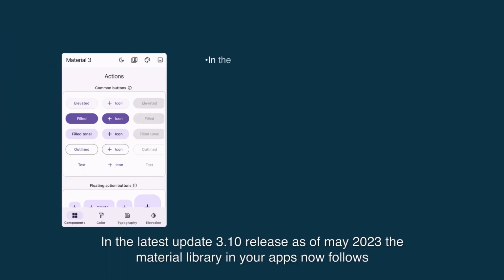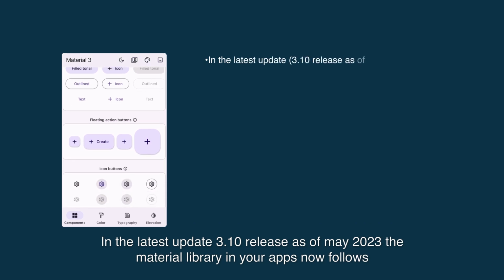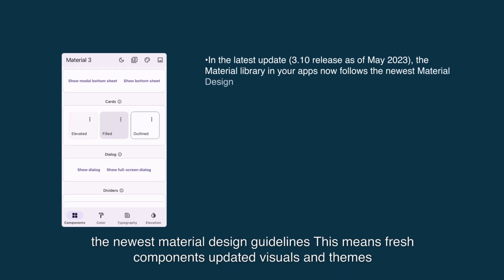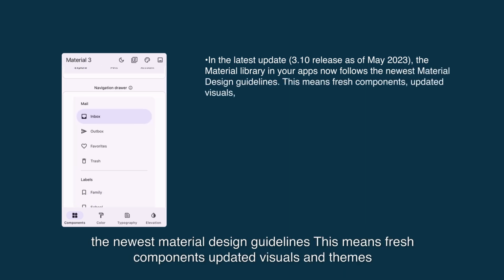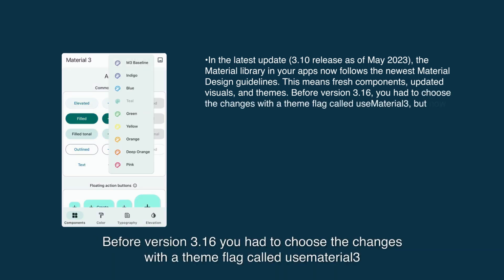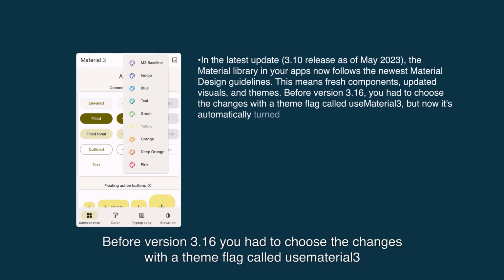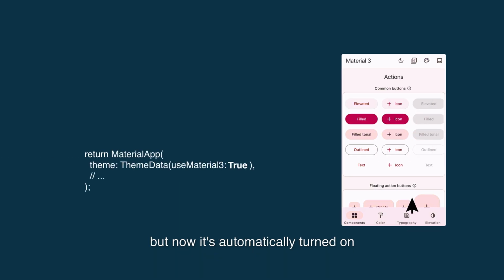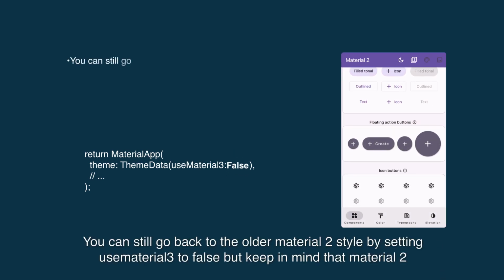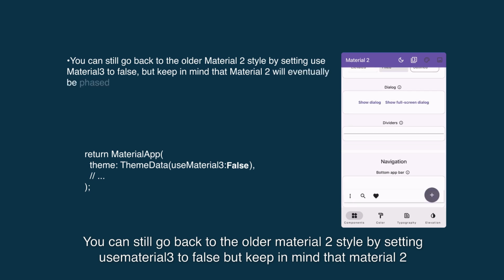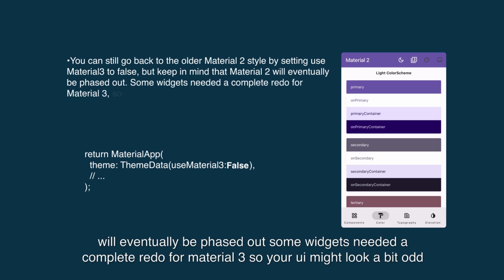In the latest update, 3.16 release as of November 2023, the material library in your apps now follows the newest Material Design guidelines. This means fresh components, updated visuals, and themes. Before version 3.16, you had to opt in to the changes with a theme flag called useMaterial3, but now it's automatically turned on. You can still go back to the older Material 2 style by setting useMaterial3 to false, but keep in mind that Material 2 will eventually be phased out.